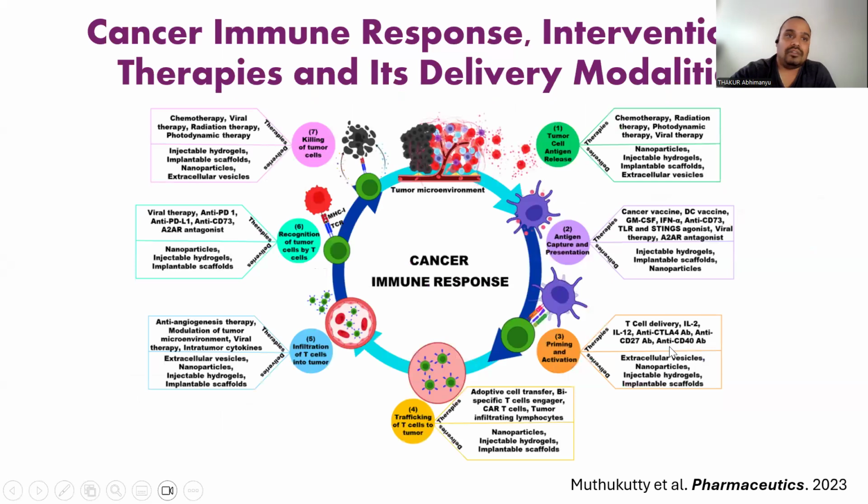Next, we'll talk about the different kinds of cancer immune response, and the interventional therapy that can be effective, and its various delivery modalities. Well, the intricate interplay between the cancer and the immune system represents a complex landscape for therapeutic interventions within the tumor microenvironment. A diverse array of immune cells, including the T lymphocytes, as I said earlier, the natural killer cells, and antigen presenting cells, engage in dynamic interactions with the cancer cells.